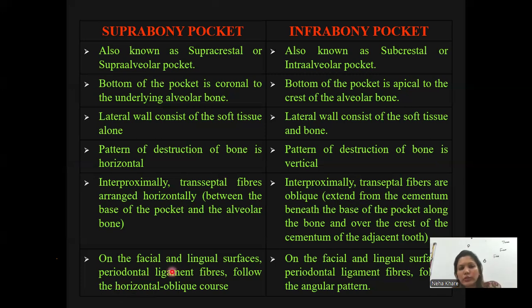On the facial and lingual surfaces, in suprabony pocket the periodontal ligament fibers follow the horizontal oblique course, and in infrabony pocket on facial and lingual surfaces, the periodontal ligament fibers follow the angular pattern.